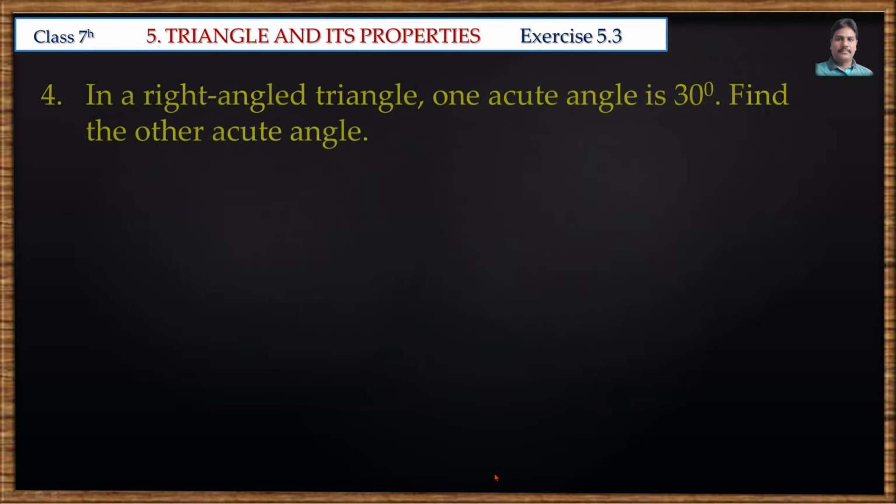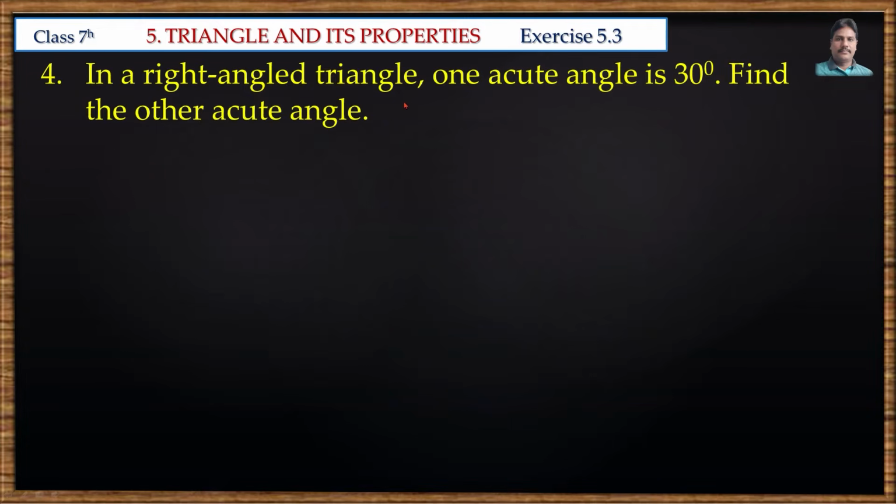Next bit, in a right angle triangle, one acute angle is 30 degrees. Find the other acute angle.